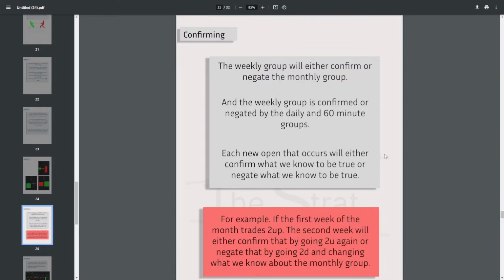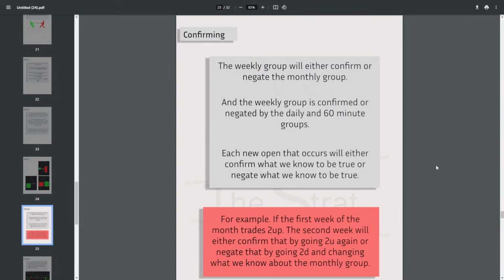I apologize. So confirming. When we talk about the groups, they are constantly in a series of confirming or negating each other. So the weekly group is either going to confirm or negate the monthly group, and the weekly group is confirmed or negated by the daily group and the 60 groups. So each new open that occurs is either going to confirm what we already know or negate what we already know.